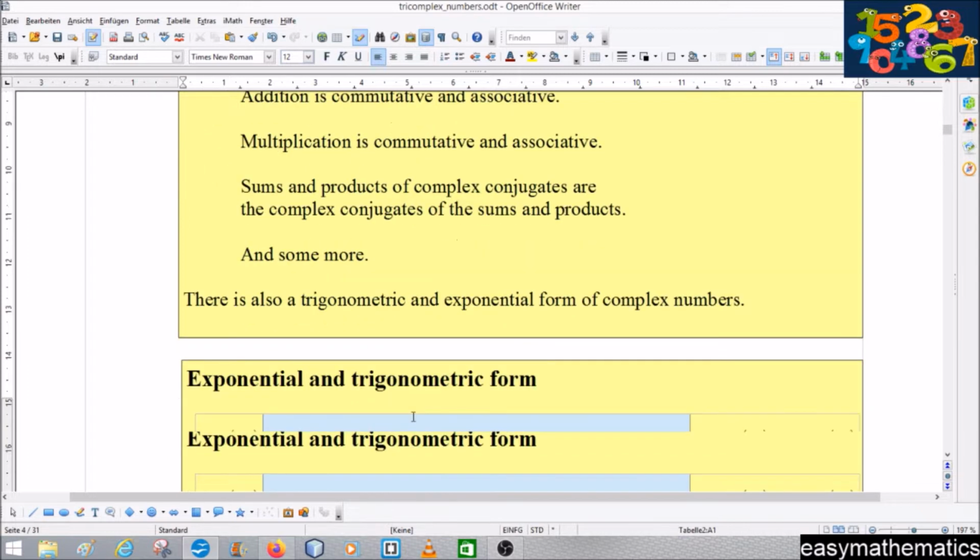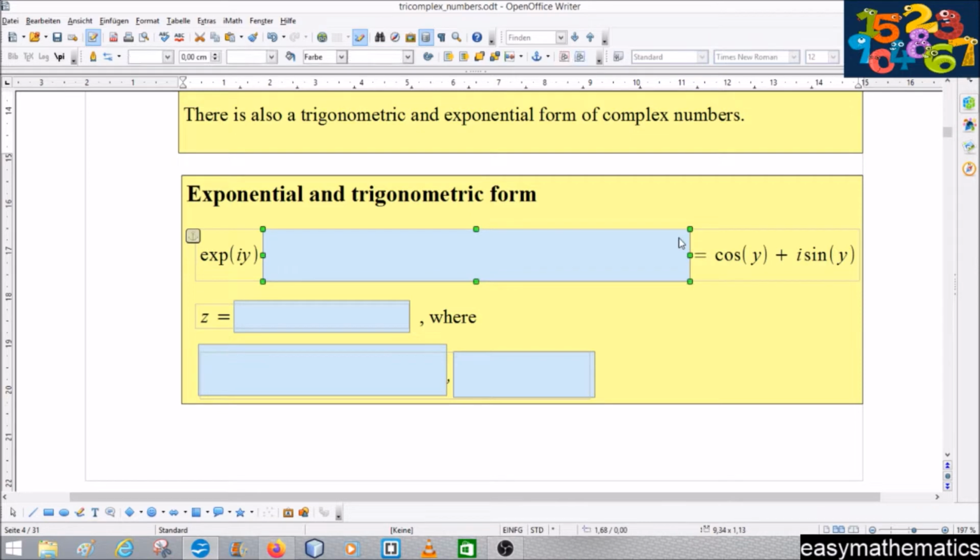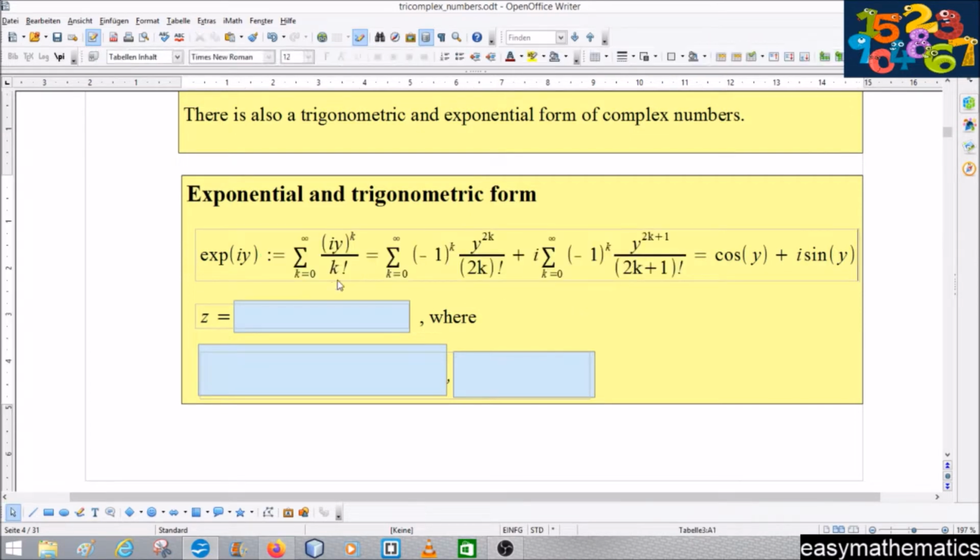Like I said, I assume that you know some stuff about complex numbers, so you know that there's a trigonometric and exponential form of a complex number. So the exponential of i times y for a real number y is cosine y plus i sine y. And if you haven't heard about that, we prove this in a sketchy way. If you take the series definition of the exponential and plug in i times y, then we can separate this sum in the real part, so all even indices make the real part.